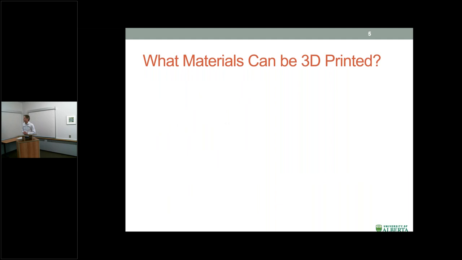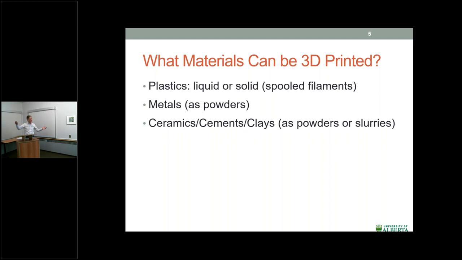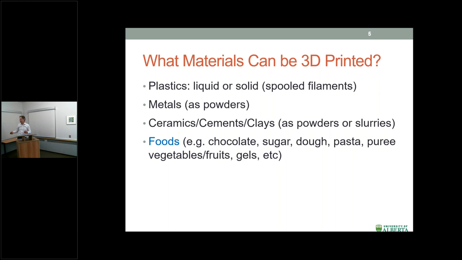So what materials can be printed with 3D printing? We've seen plastics. Plastics are really common in 3D printing, both in solid and liquid form. Metals are really the hot area of 3D printing now because they are using it as a primary fabrication tool in the metal industry. You can do ceramics and cements. There are some large-scale demonstrations of 3D printers building houses, using an articulating arm to put down concrete. And of course, we come to foods. We're talking about things like chocolate, sugar, dough, pasta, puree, vegetables, gels, etc.